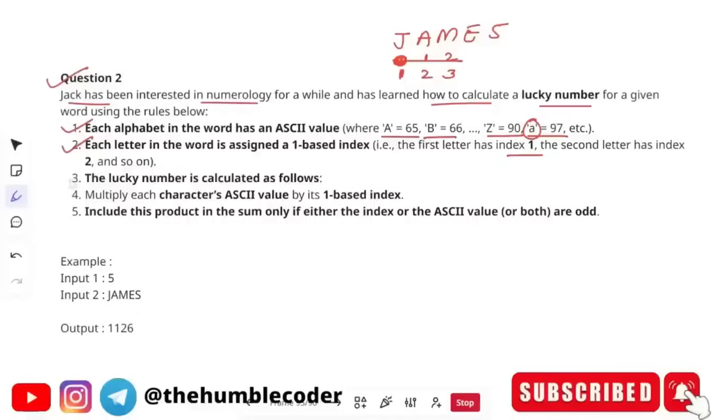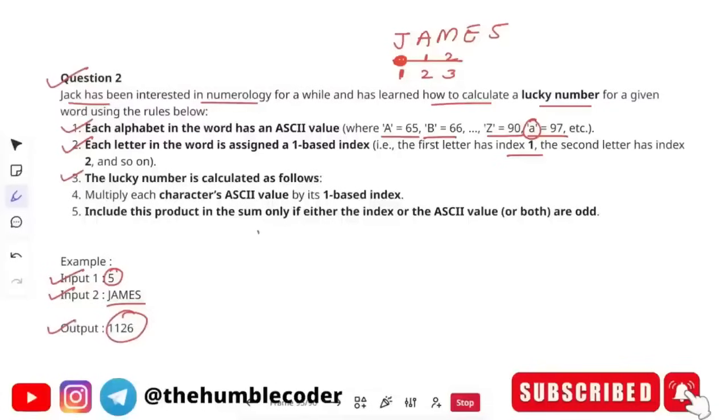Let's move on to the third point. The lucky number is calculated as follows: multiply each character's ASCII value by its 1 based index, and include this product in the sum only if either the index or the ASCII value or both are odd. I'll explain it now in easier terms. First of all, see what inputs we have. The first input is the number of characters in our input array. The second input is simply the input array itself, the name. And then the output is basically the sum value.